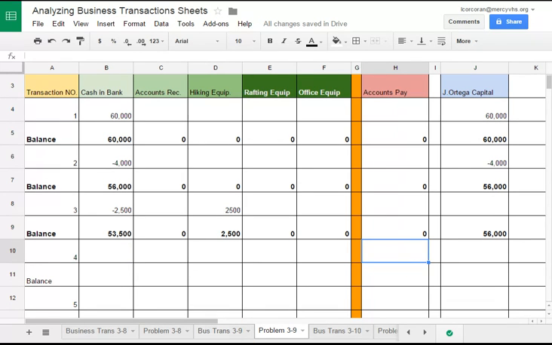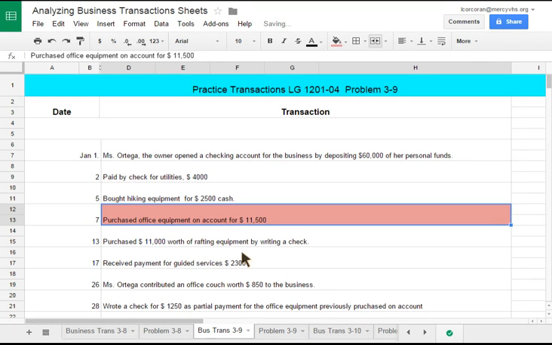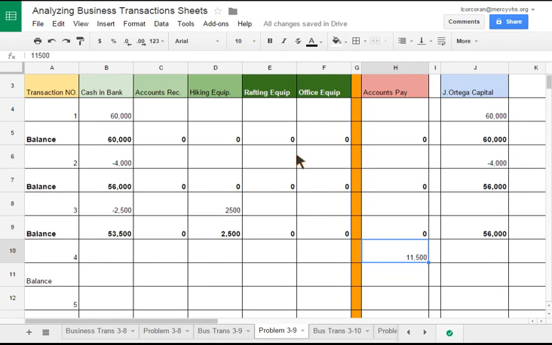And it was $11,500. So my accounts payable must increase $11,500. And with that credit, I bought office equipment. So I'm going to also increase my office equipment by $11,500. And then everything else stays the same. It doesn't get affected. I'm going to bring that down on my balance. So my new balance for my cash will still be $53,500. My balance for my accounts receivable is still zero. I'm just going to fill this in, and you kind of get the gist there.